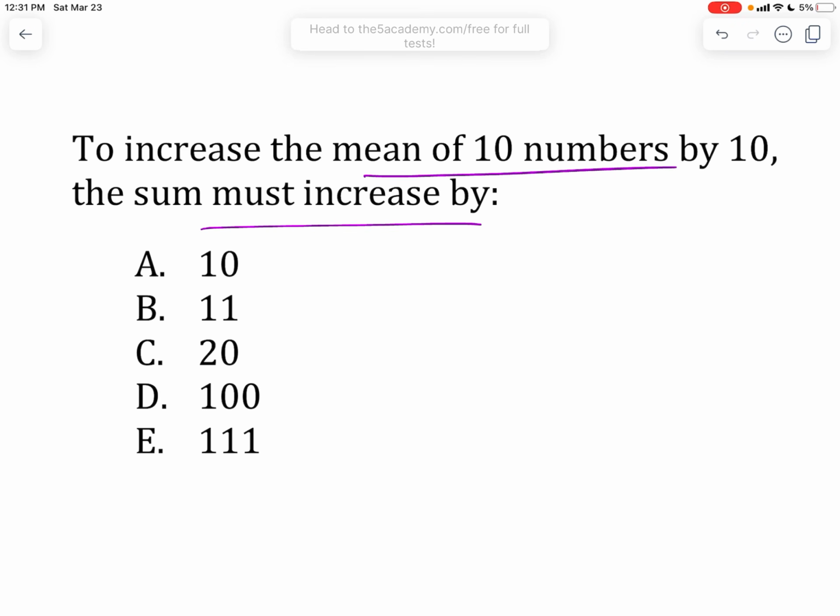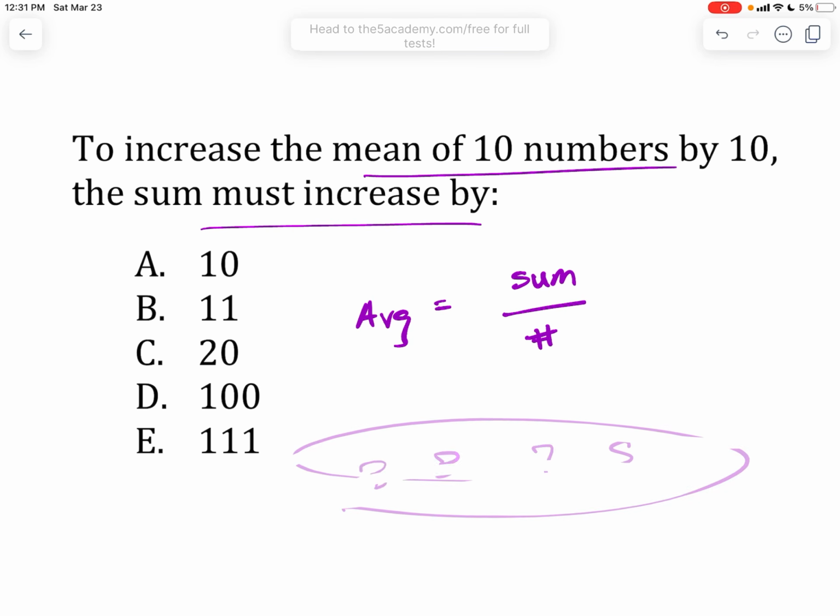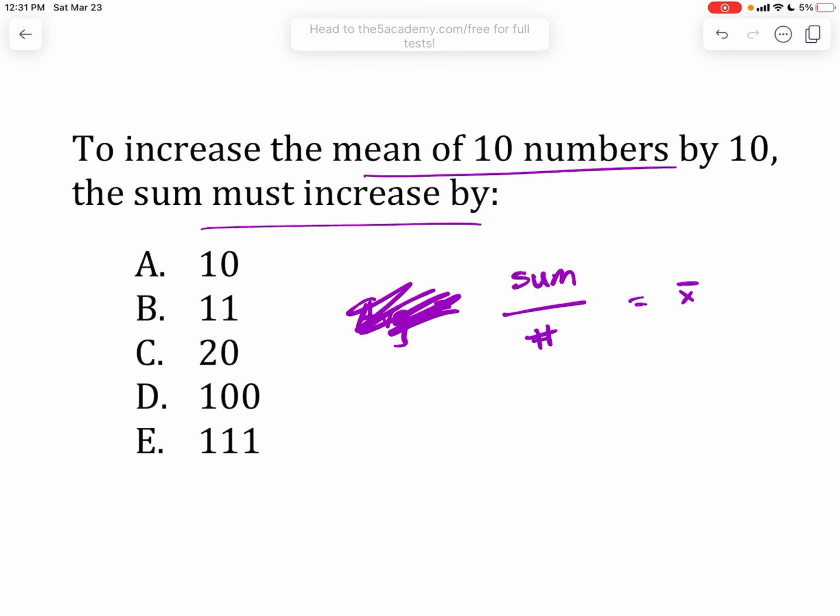So to increase the mean of 10 numbers, what's the mean formula? The average of some set of numbers is going to be the sum of the numbers divided by the number of numbers, right? So if I ask you the average of 3, 3, 7, and 5, you're going to add them up and divide by 4 because there's 4 numbers. Now in this problem, I'm going to just say the average is equal to x bar. Forget the word average, just remember x bar.